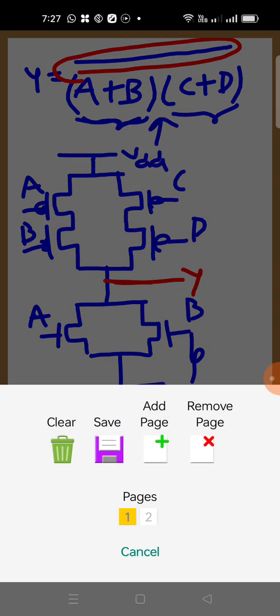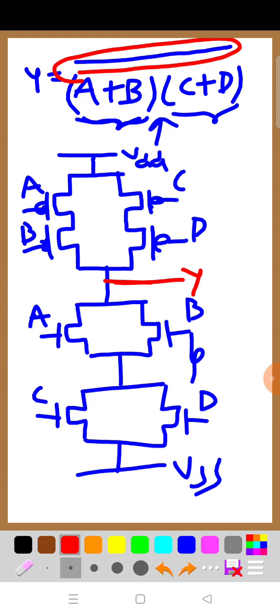Still, if you have any doubts for any Boolean expression or any logic gate, you may ask. I hope you are clear.